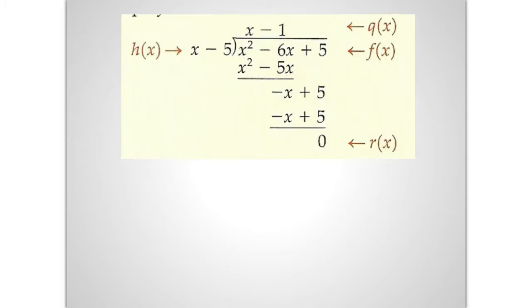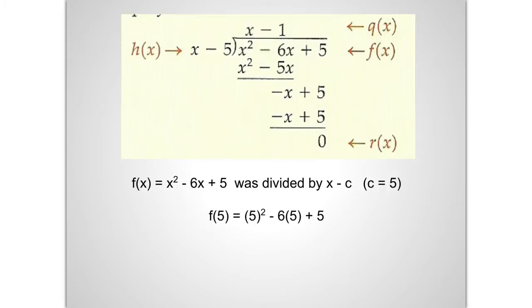Does that happen in the second one? Well, again, in this case, I guess we'd say that our c value is 5, because we divided by one of the form x minus c, where c is 5. So we're curious to evaluate f of 5, and f of 5 gives us 5 squared minus 6 times 5 plus 5, which is 25 minus 30 plus 5, and that's equal to 0.